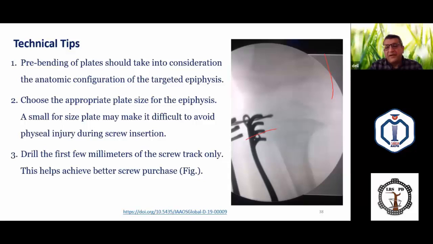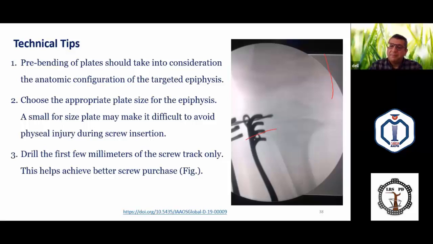A very important tip is to drill only the few millimeters of the screw track. As you can see here in the X-ray, do not drill the whole length of the inserted screw. It's enough to drill a few millimeters, and then you go into the track, and by your clinical sense, guided by X-ray on demand, you can go through your track. This helps the screw purchase.